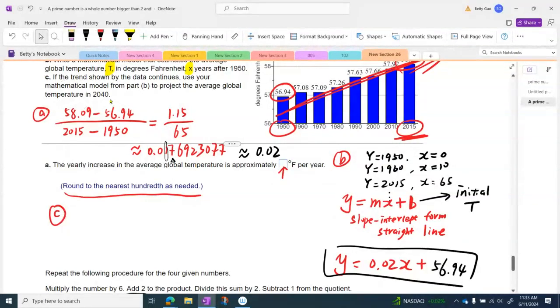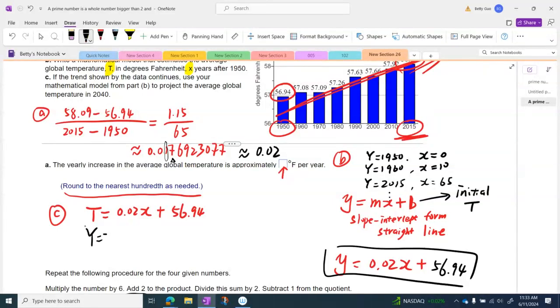As the problem instructs, for part C we need to use the result from part B. From part B, we have T equals 0.02x plus 56.94. One of the important uses of a linear model or any mathematical model is to predict the future value of the function. So we are going to predict for the year 2040.